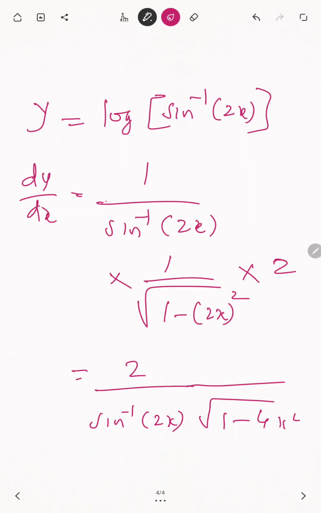Once more I'll tell. Log sin inverse 2x is what? 1 by function. Function is what? Inverse function here. So 1 by sin inverse 2x into differential of respective function. What is the rule available for the inverse function? Application of formula. What is the sin inverse x formula? 1 by root of 1 minus x square. So 1 by root of 1 minus, in the place of x I am writing 2x whole square, into differential of angle, 2. The sum is 2 by sin inverse 2x into root of 1 minus 4x square.